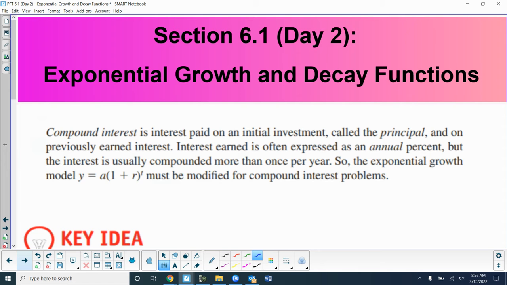That's a good question. All right, so today, adding on to what we did yesterday, this is called exponential growth and decay still. We're going to talk about compound interest today.